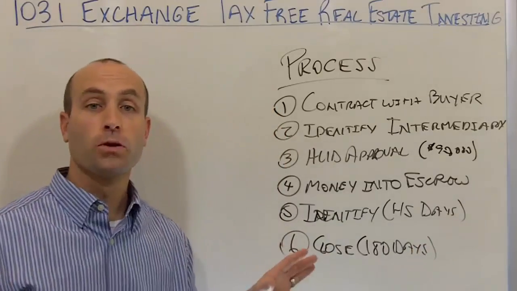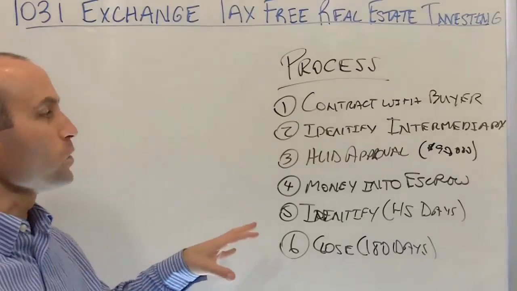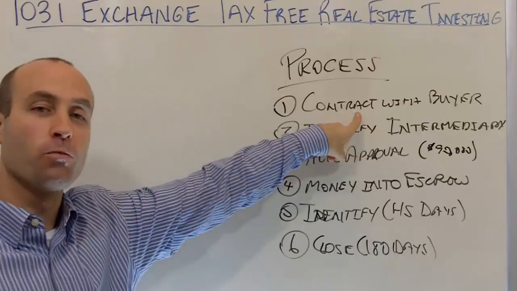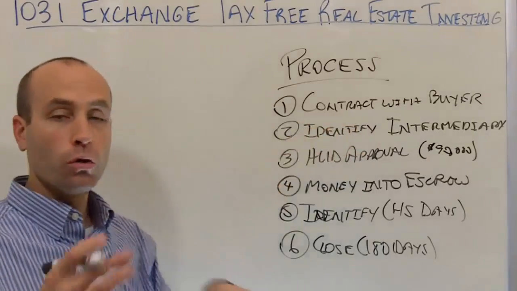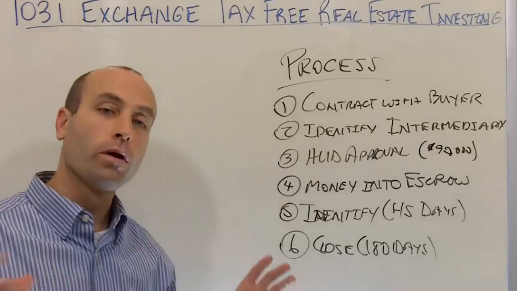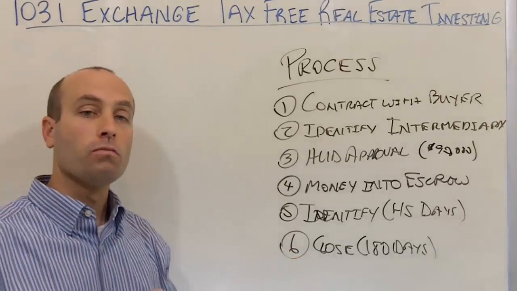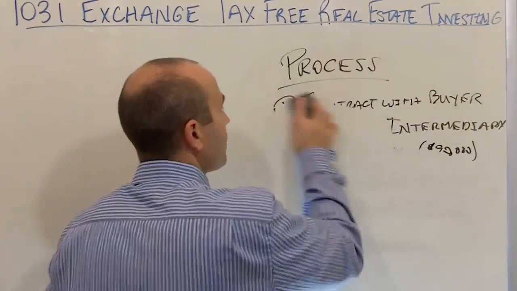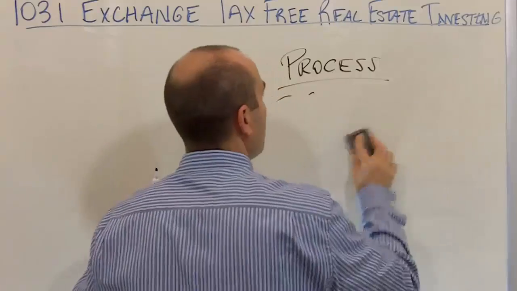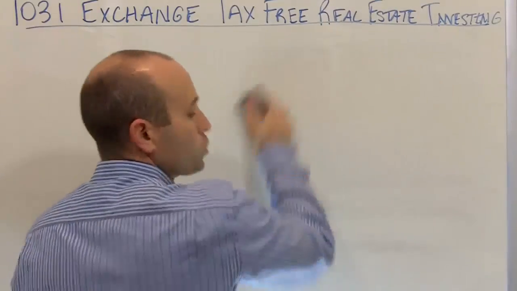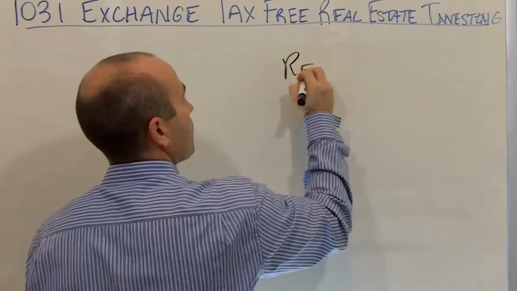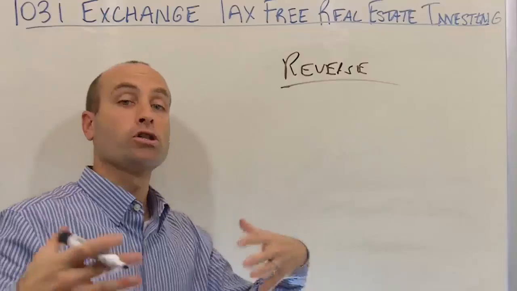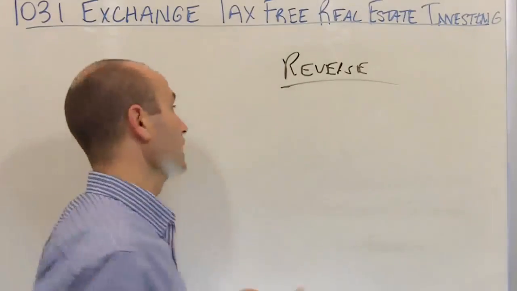Okay, so this is pretty cool. What if you identify the property you want to buy before you have a contract on the home or the property you want to sell? You can do a reverse 1031, where what actually ends up happening is they call it an EAT, an exchange accommodation title holder. So with the reverse one, the property is going to get purchased first in the name of the EAT.